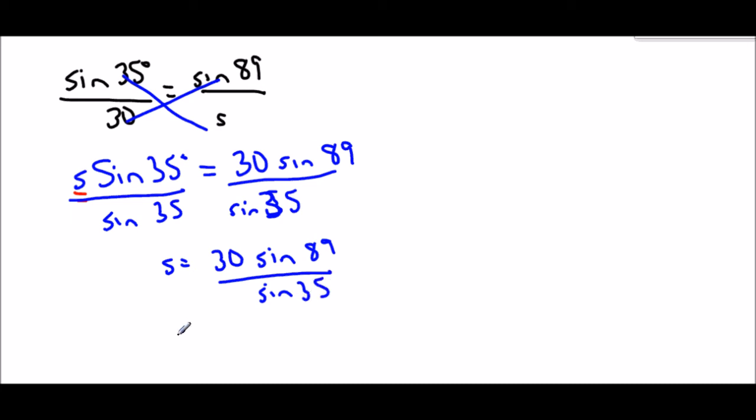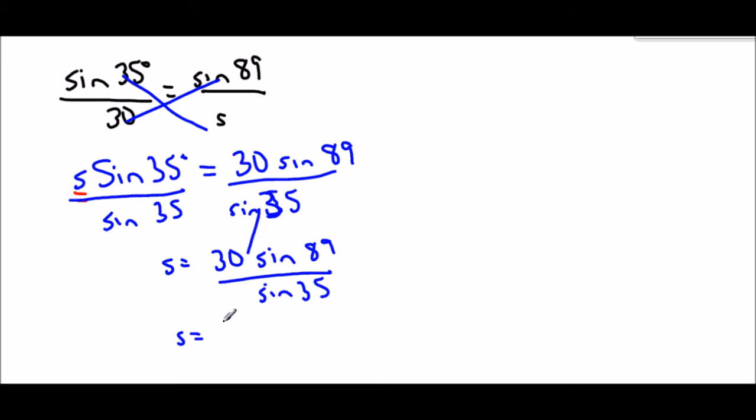And now I'm ready to type that into my calculator. That's just my preference for how I use my calculator. Make sure you're comfortable with how to use your calculator. Especially in trigonometry, make sure you know how to make sure that you're in degree mode, and that you know if you're pressing sine 89 or 89 sine, because it does make a huge difference, obviously. So 30 times sine 89 equals, divided by sine 35.